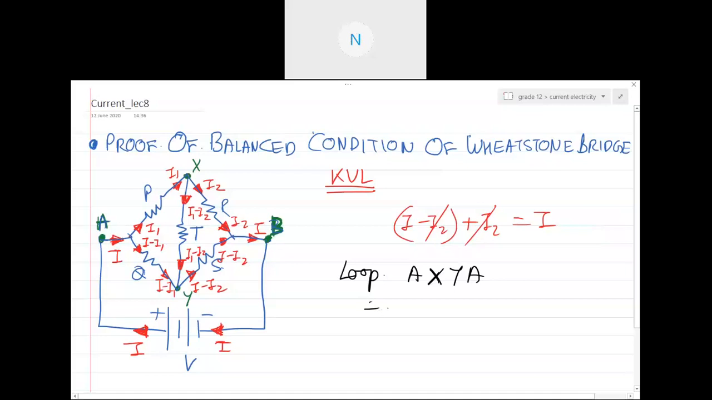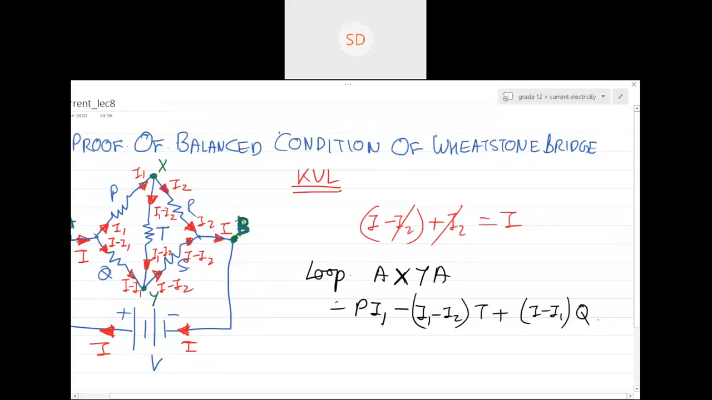Minus P I1, plus I1 minus I2 times S, plus I minus I1 times Q. Is everyone getting this equation? Okay. Can anyone tell me what about the loop X B F Y X?